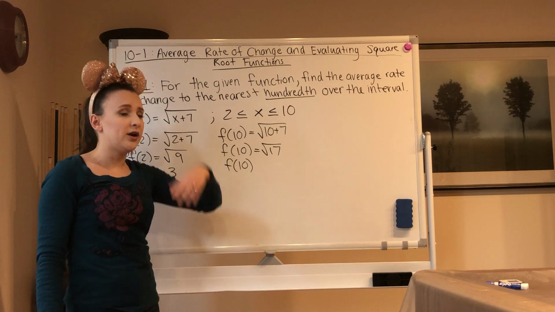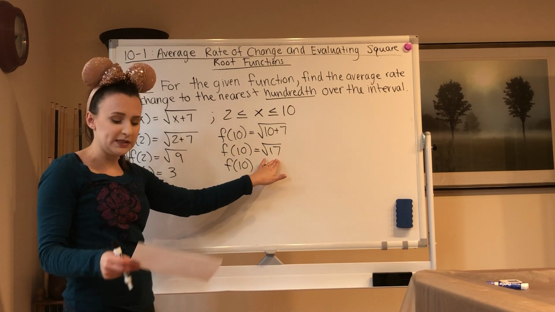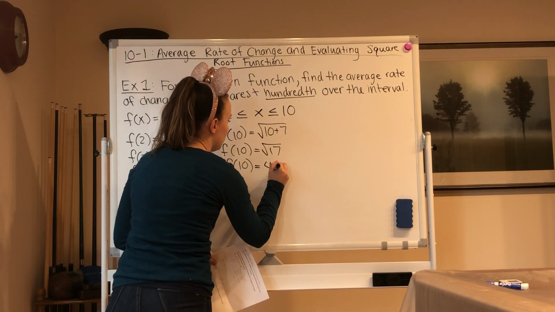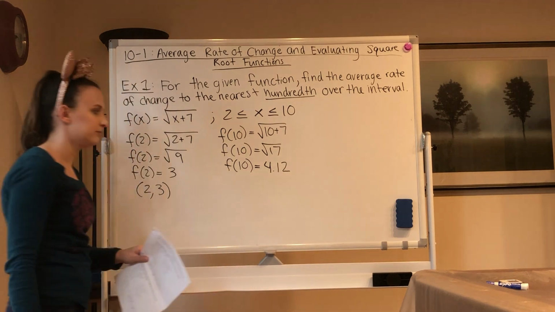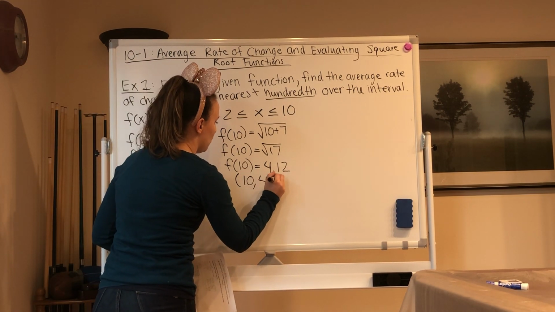So take your calculator out. So you're doing this with me. Put this in the calculator, square root of 17. And when you do that, you should get, rounded off, 4.12. So that is the point 10, 4.12.